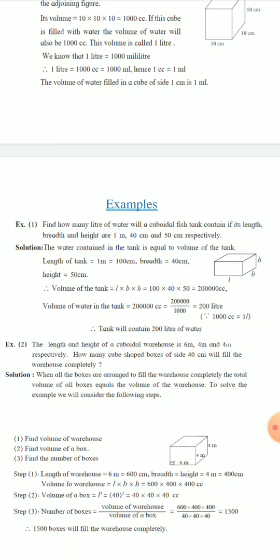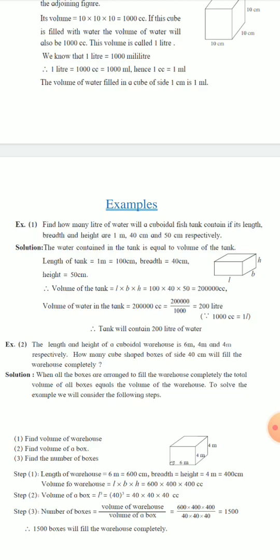Okay, again, what are they asking? They just want to put cube shaped boxes. The side of the particular box is 40 centimeter, which means length, width and height are the same for a cube, that is 40 centimeter. So we have to calculate how many such cubes will fill the warehouse, so that after putting the cubes of 40 centimeter side, the warehouse is completely filled.